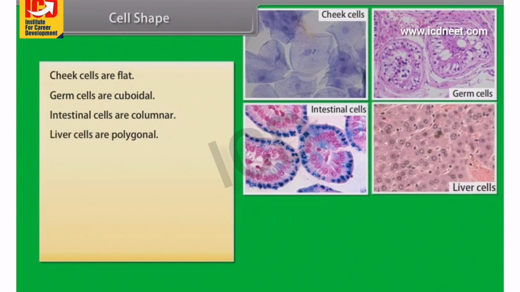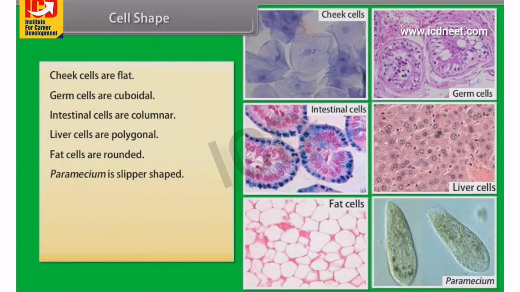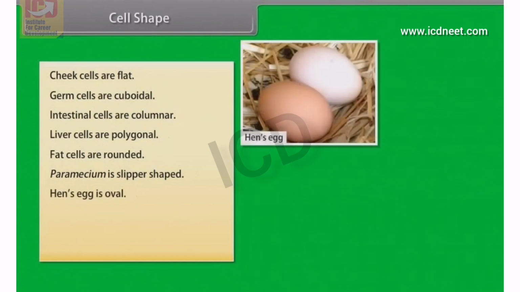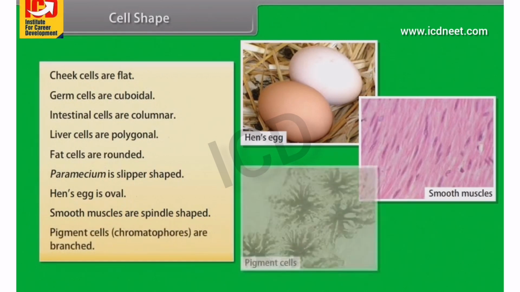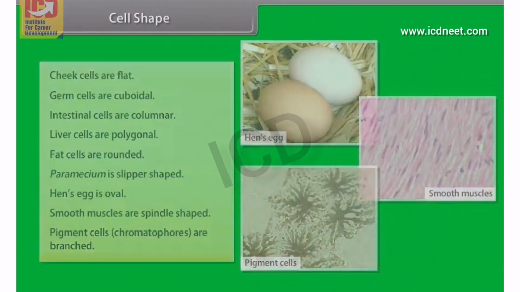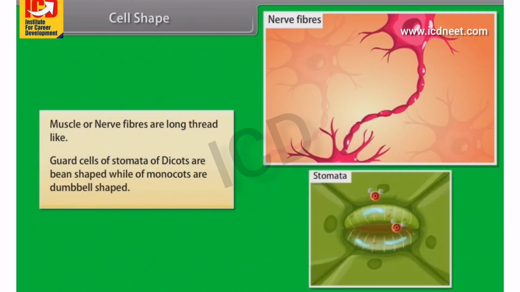Liver cells are polygonal. Fat cells are rounded. Paramecium is slipper-shaped. Hen's egg is oval. Smooth muscles are spindle-shaped. Pigment cells, that is, chromatophores, are branched. Muscle or nerve fibers are long and thread-like. Guard cells of stomata of dicots are bean-shaped, while those of monocots are dumbbell-shaped.